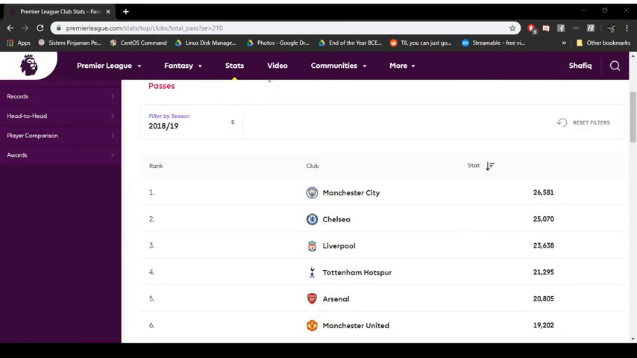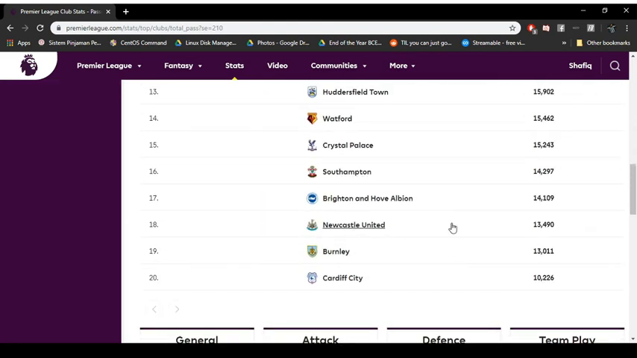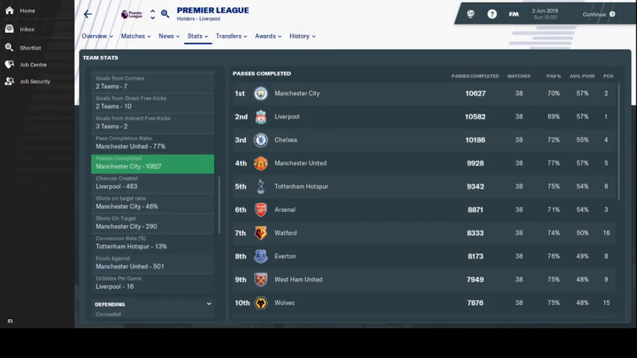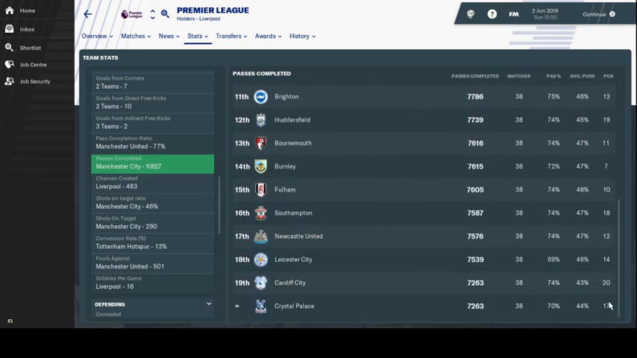Let's see who completed the least amount of passes in the real life situation. Over here we could see Cardiff completed 10,226, which compared to the simulated result is almost similar to third place here, Chelsea, with 10,186. While in the simulated version, we could see that the least amount of passes completed was by Crystal Palace with 7,263. Interesting stat, to be honest.